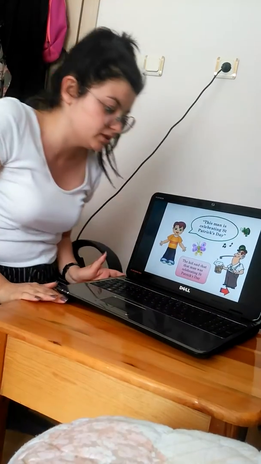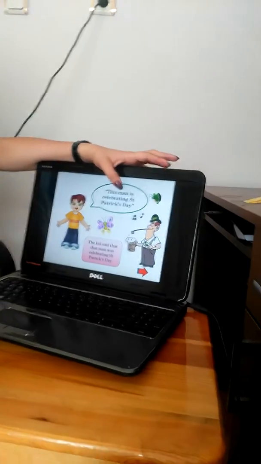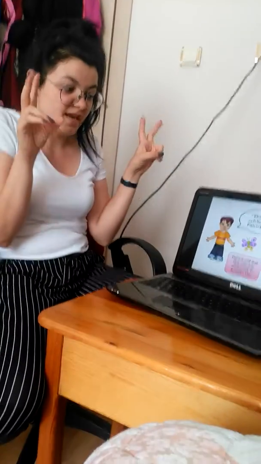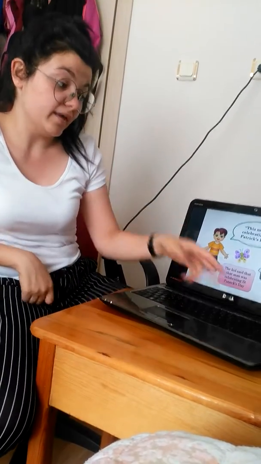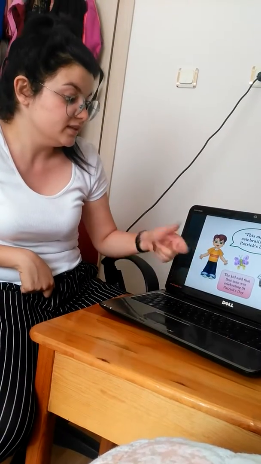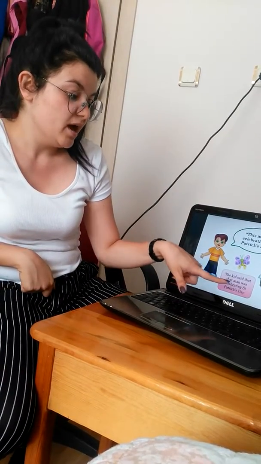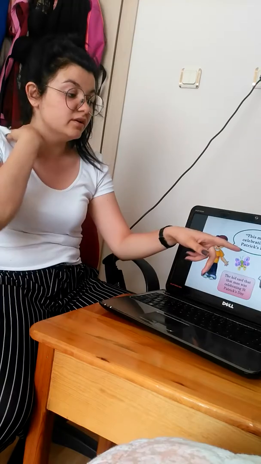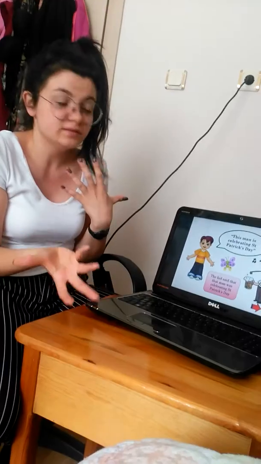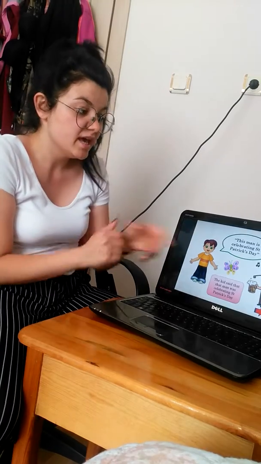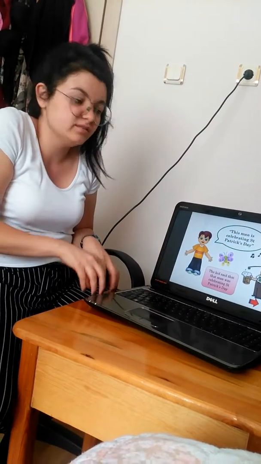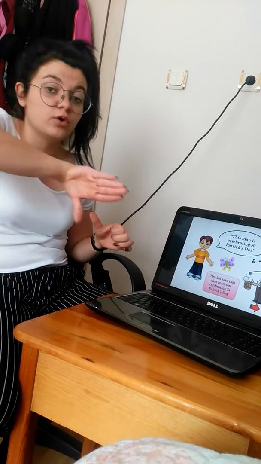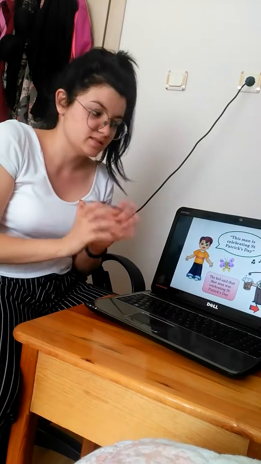Look at the second picture. This man is celebrating St. Patrick's Day. The kid said that the man was celebrating St. Patrick's Day. We will learn the grammatical difficulties and changes. Is celebrating is present continuous tense and was celebrating is past continuous tense. We will transform to past tense, past forms.